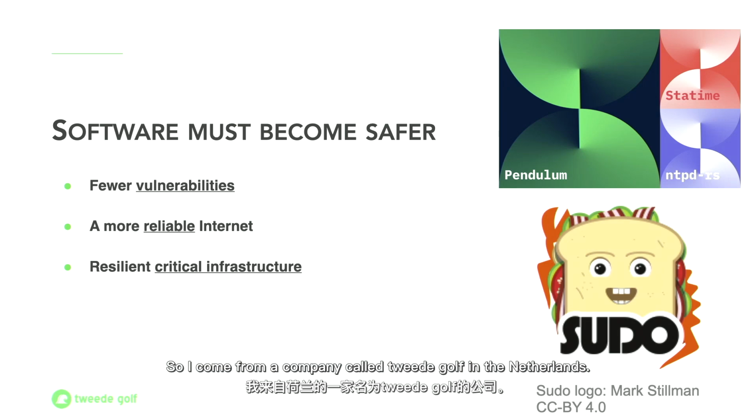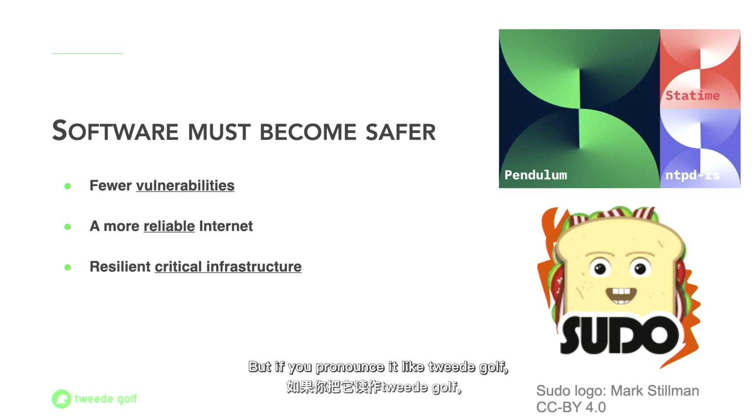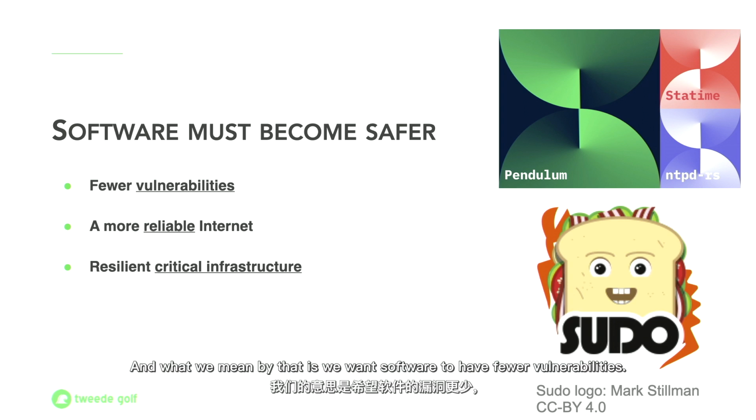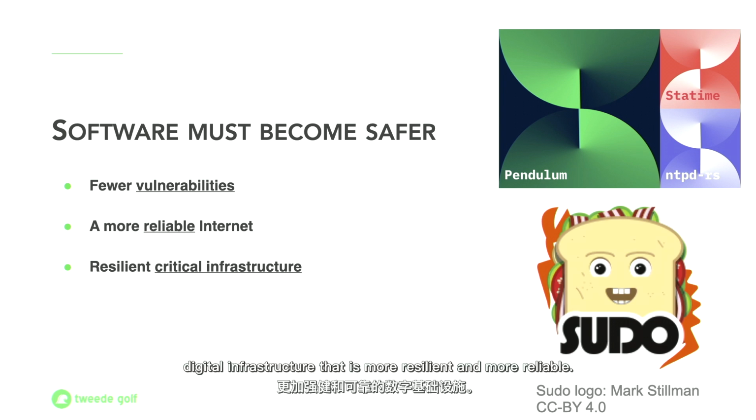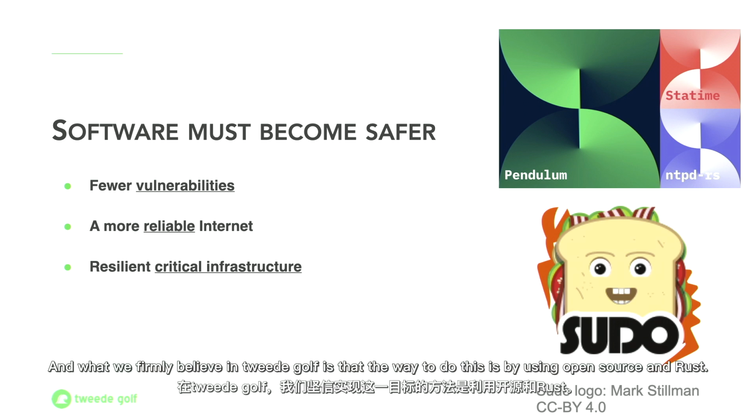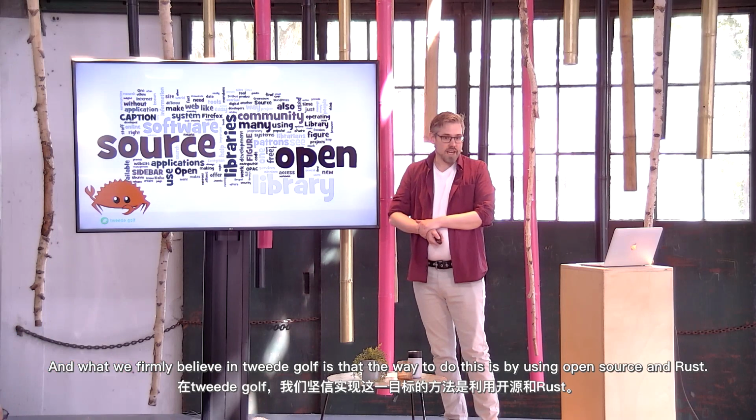I come from a company called Tweede Golf in the Netherlands, but if you pronounce it like Tweede Golf, that's perfect. And our motto as a company is software must become safer. What we mean by that is we want software to have fewer vulnerabilities. We want the internet to become more reliable. And we also want to help build a next-generation digital infrastructure that is more resilient and more reliable. What we firmly believe at Tweede Golf is that the way to do this is by using open source and Rust.